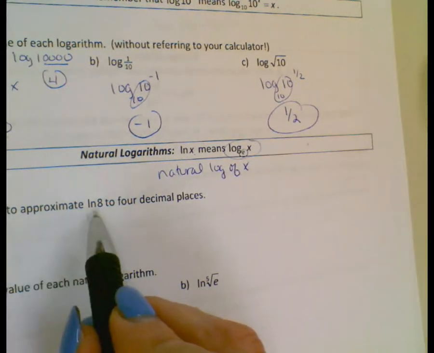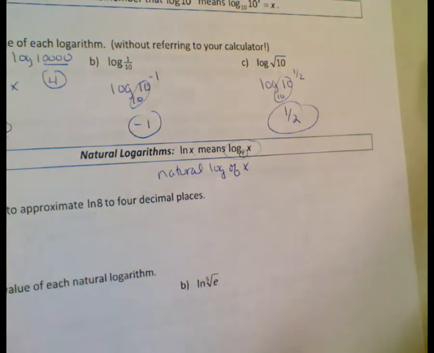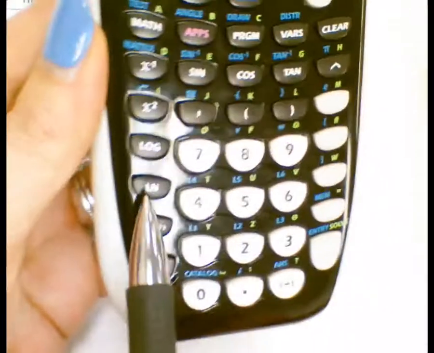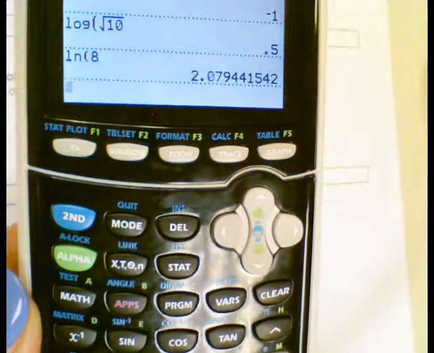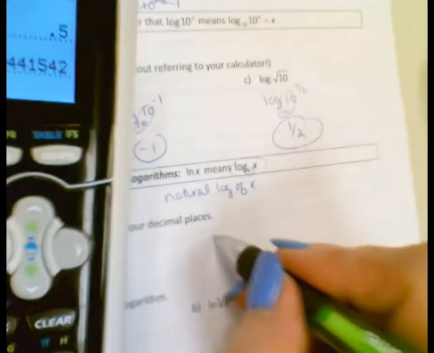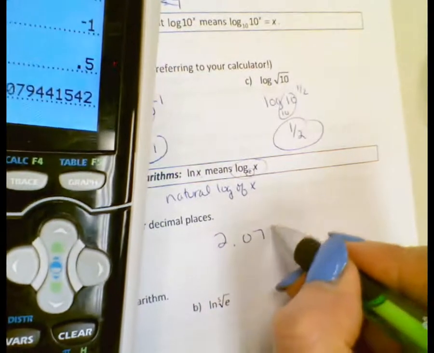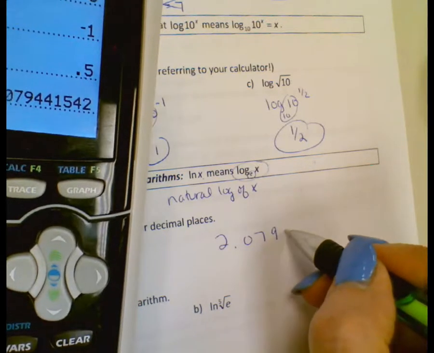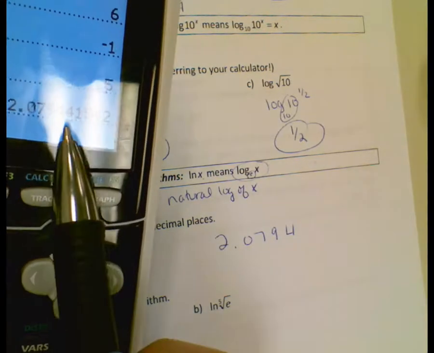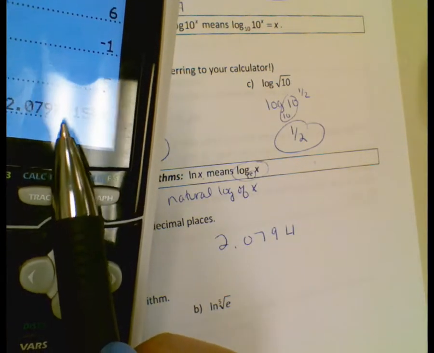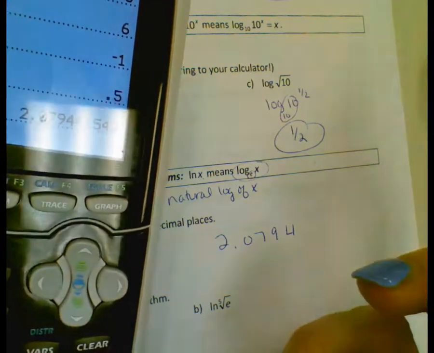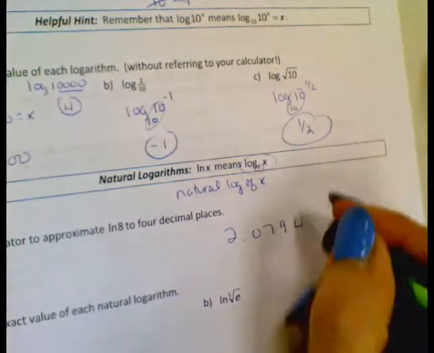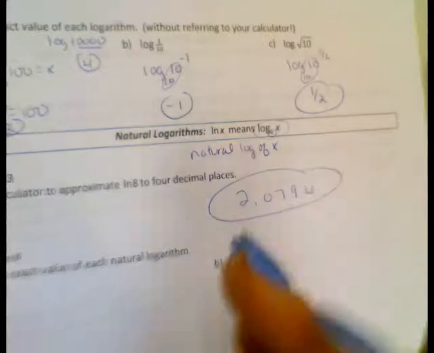Use a calculator to approximate natural log of 8 to 4 decimal places. There's a key right here. See it? Natural log, ln. Press it, press 8, press equals. 4 decimal places. So this is 2.079. That's 3 decimal places, and then 4. The fifth number is a 4, and 4 and below, let it go. So we're not doing anything to that first 4. So it's 2.0794.